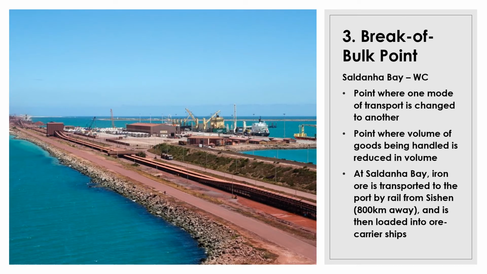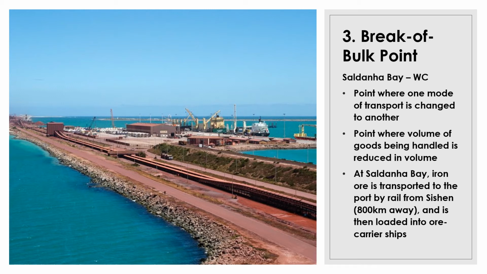The third one to look at is break of bulk point. A great example of this is Saldanha Bay in the Western Cape, where iron ore is transported from a town called Sishen, 800 kilometers away. It arrives at the harbor of Saldanha Bay, and then the iron ore is transferred onto ships. So break of bulk point is when you take goods from one form of transport and you switch them to another type. For example, you take things from rail and put them on a ship, or you take them from an airplane and put them on a truck, or from a truck and put them on a train. That's break of bulk points.